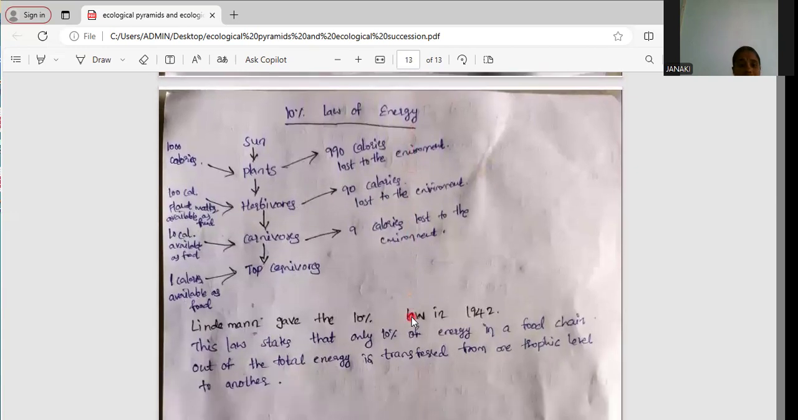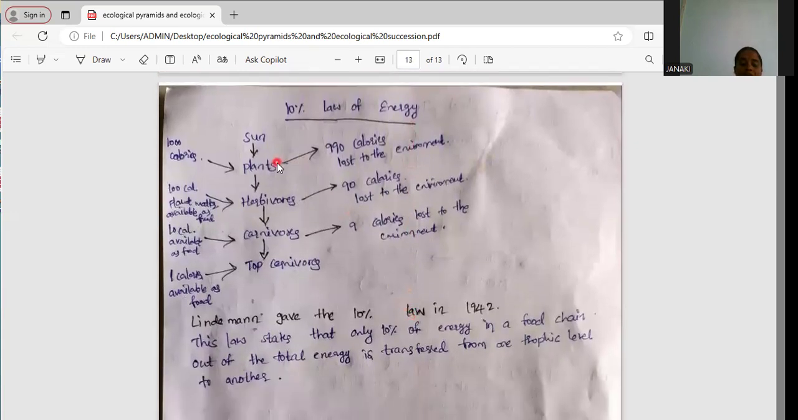Next, see this, 10% law of energy. First one, sun. Sun gives energy to plants. Plants give energy to herbivores. Herbivores give energy to carnivores. Carnivores give energy to top carnivores.